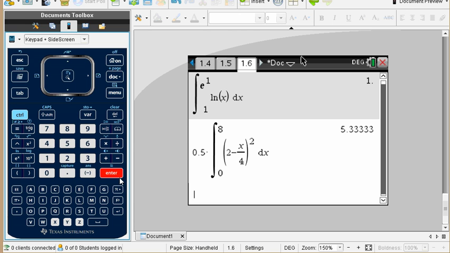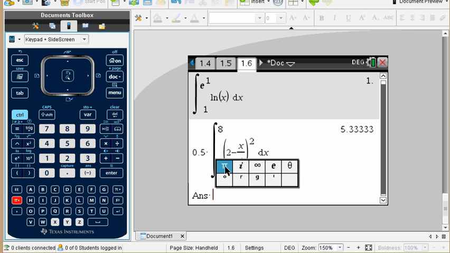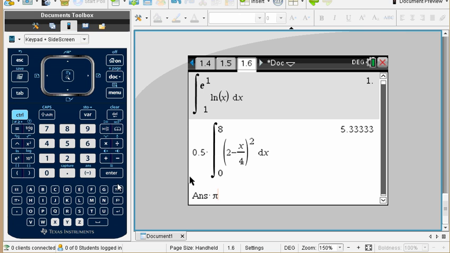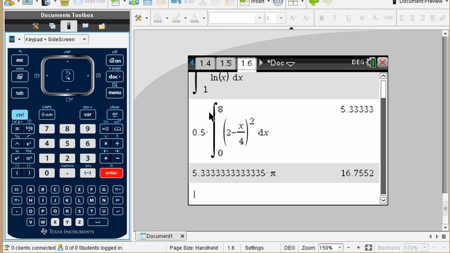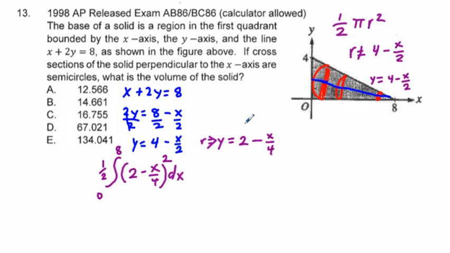But what happened? I think there was a pi, wasn't there? So we multiply by pi. We get 2.7552. So here's the pi, which is going to be closest to answer choice C.